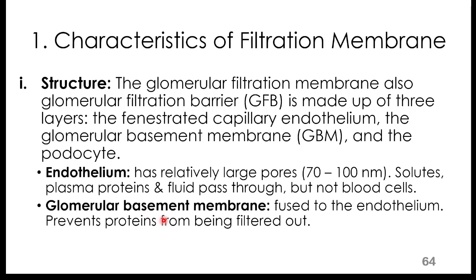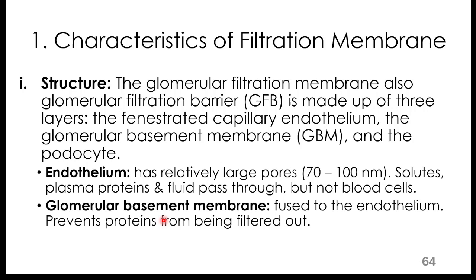Now there are 3 layers to the filtration membrane. The first is the endothelium of the glomerular capillary. Solutes like electrolytes or other things, plasma proteins and fluid can pass through the endothelium, but not blood cells. So the endothelium prevents blood cells from passing through.